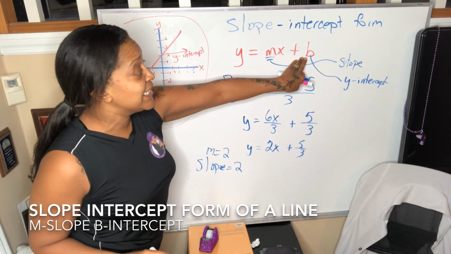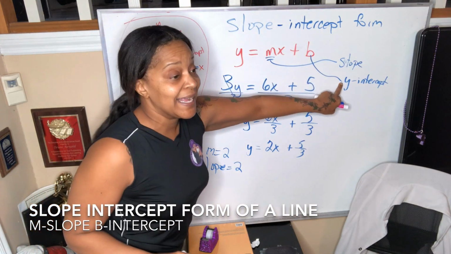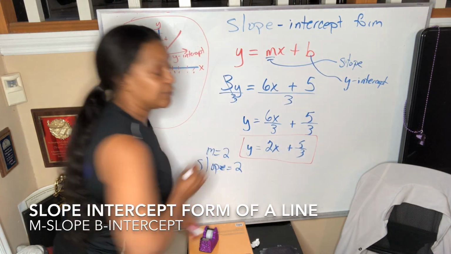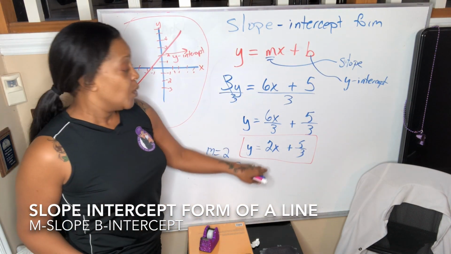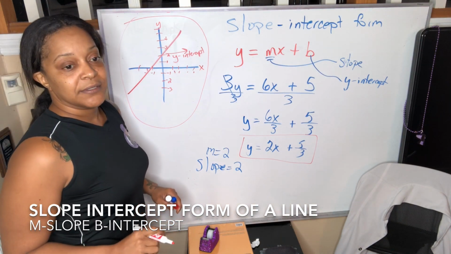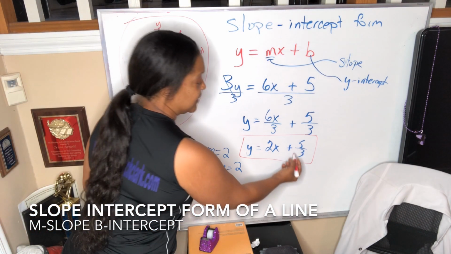Taking a look, if I tell you that b here is the y-intercept, looking at our equation now in y-intercept form, what is my y-intercept? 5/3. Now I can simplify this and it would be what?